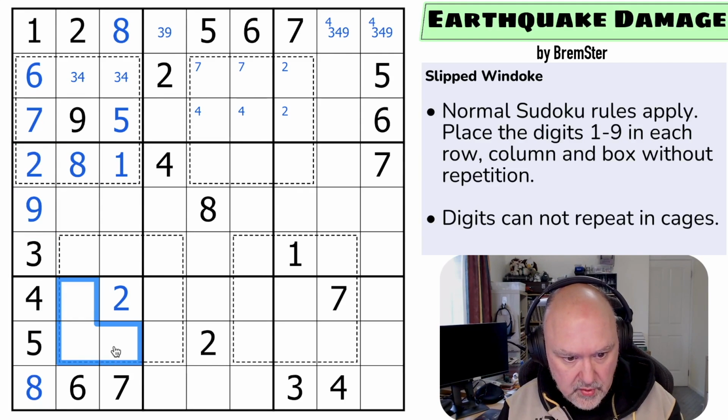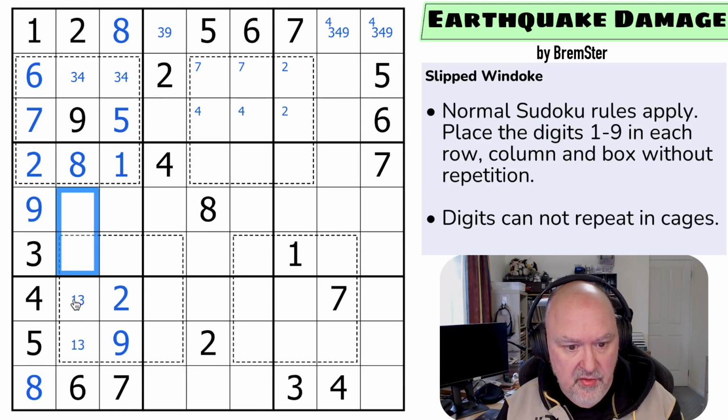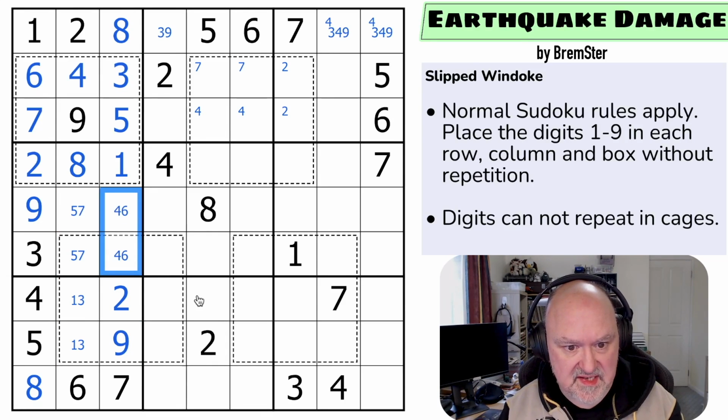This is a triple. 1, 3, 9. There's no 1 there. There's no 9 in either of those. That's the 9. The 1, 3 looks up, making that the 4 and that the 3. And these are 1, 2, 3, 4, 5, and 7. And these 1, 2, 3, 4, and 6.